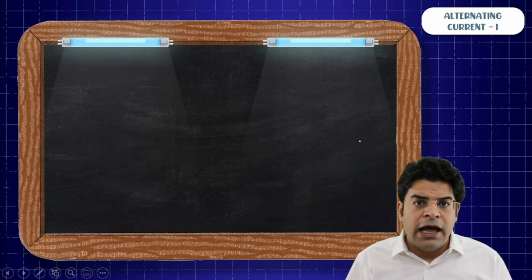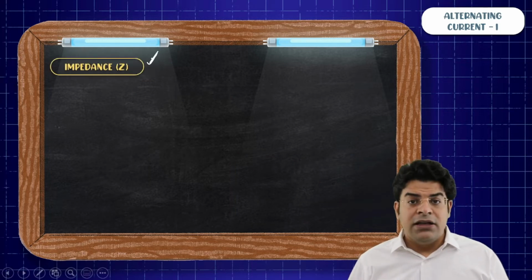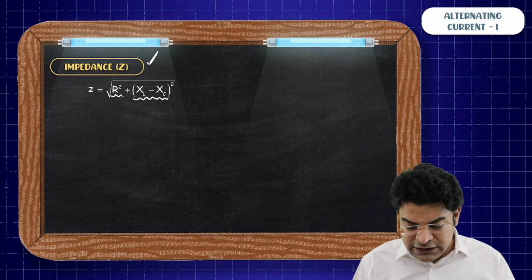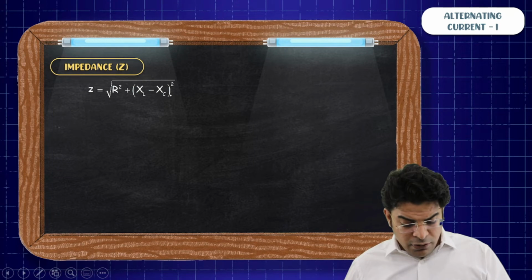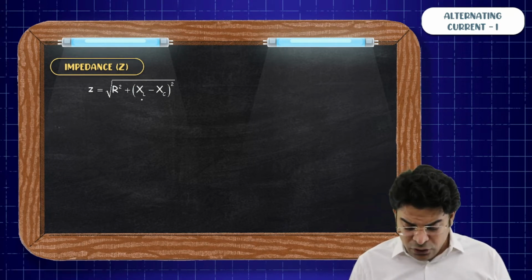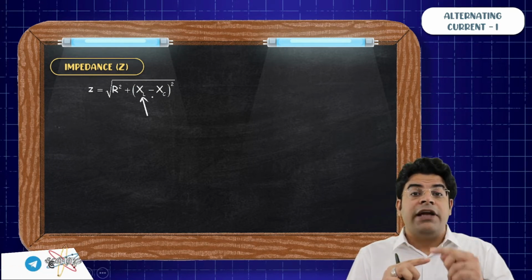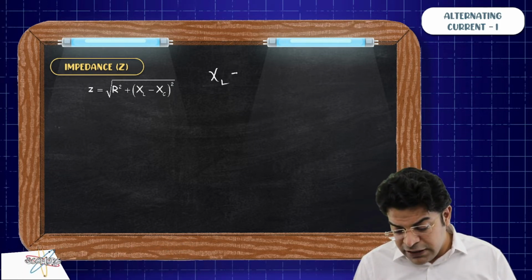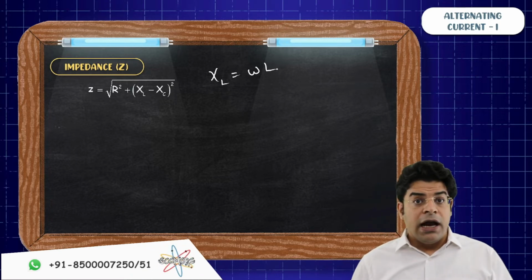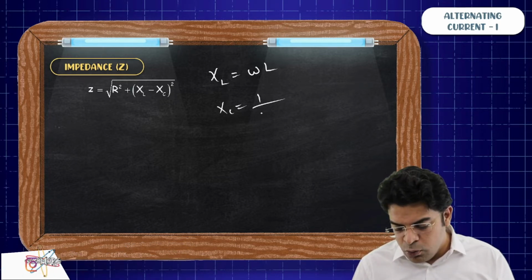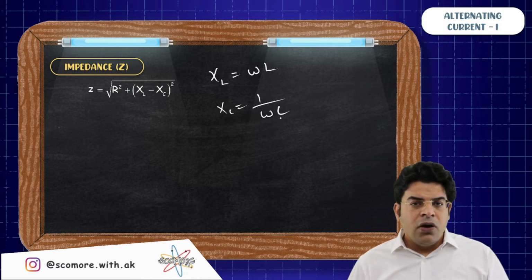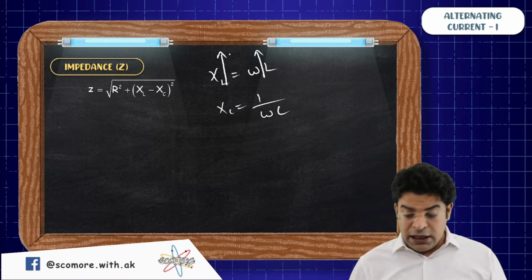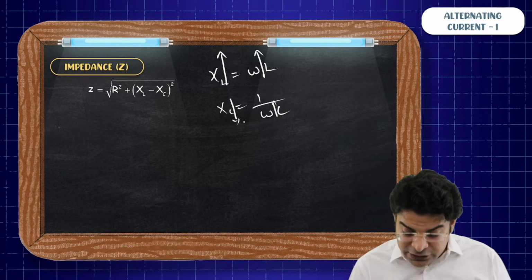Now talking more about impedance, we know that the impedance of an LCR circuit is given by under root of R square plus (XL minus XC) whole square. Here we know that XL is inductive reactance, XC is capacitive reactance. We know that the inductive reactance XL equals omega L, and the capacitive reactance XC equals 1 by omega C. Now understand that as omega increases, XL increases. As omega increases, XC decreases.